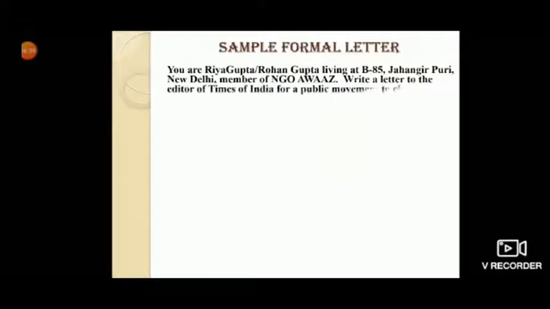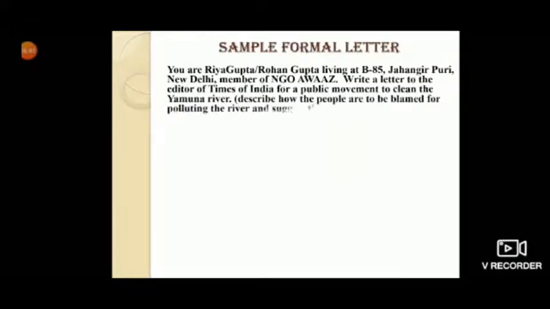For example, you are Riya Gupta or Rohan Gupta living at B85 Jahangir Puri, New Delhi, member of NGO Awaz. Write a letter to the editor of Times of India for a public movement to clean the Yamuna river. Describe how the people are to be blamed for polluting the river and suggest the need for installing water treatment plant to clean the river.